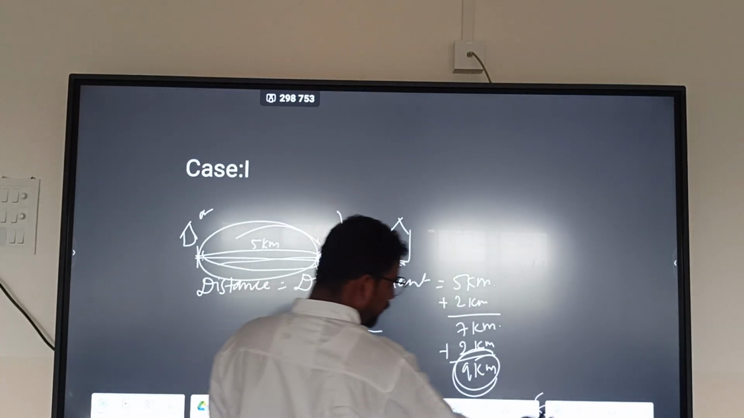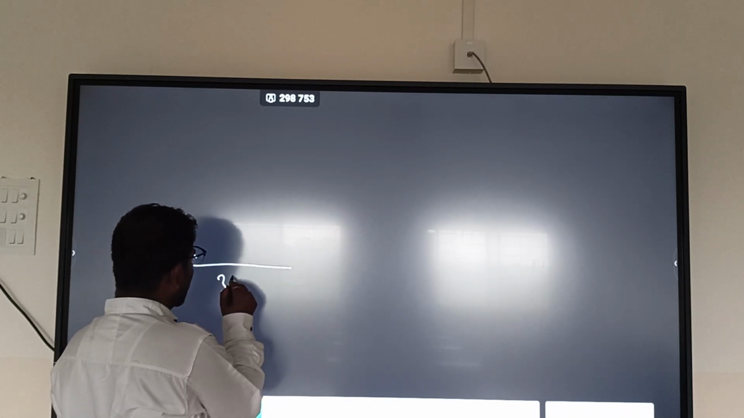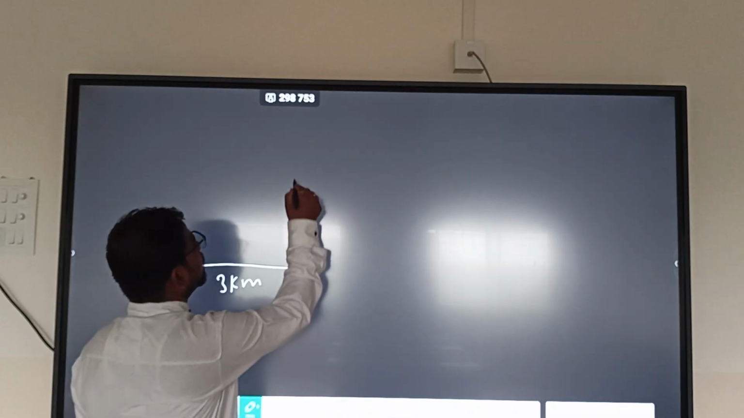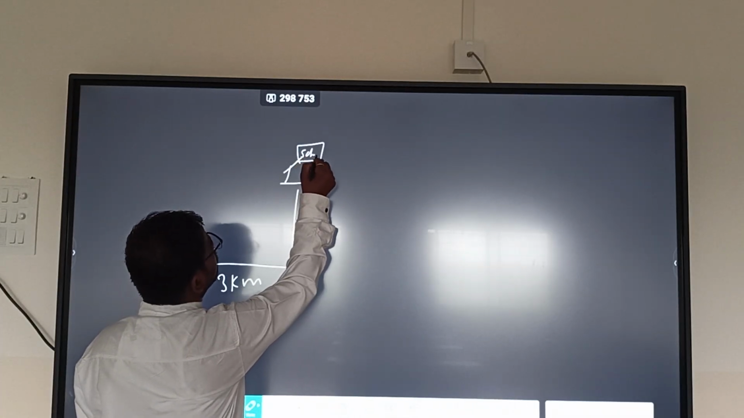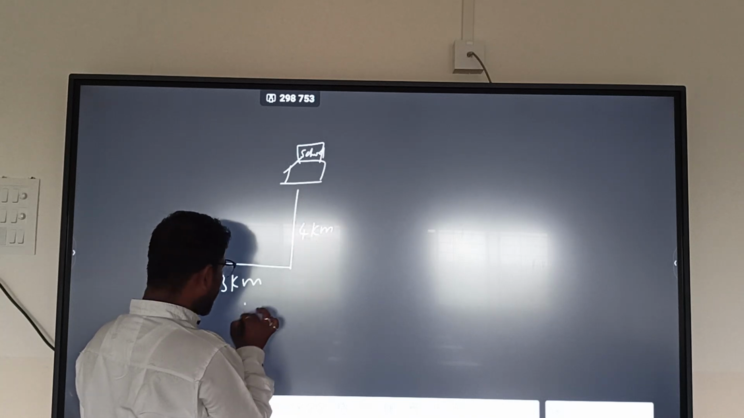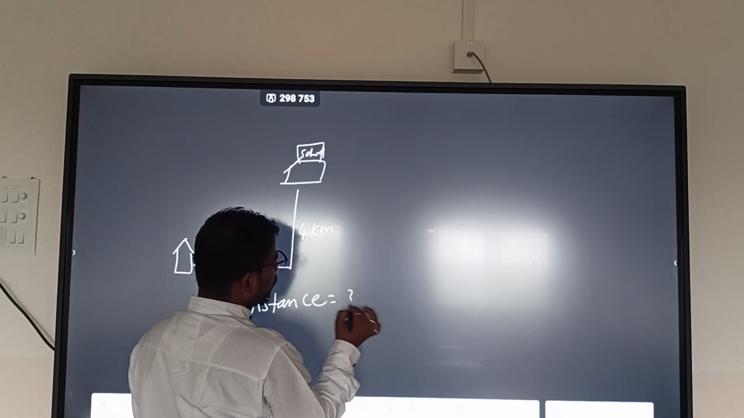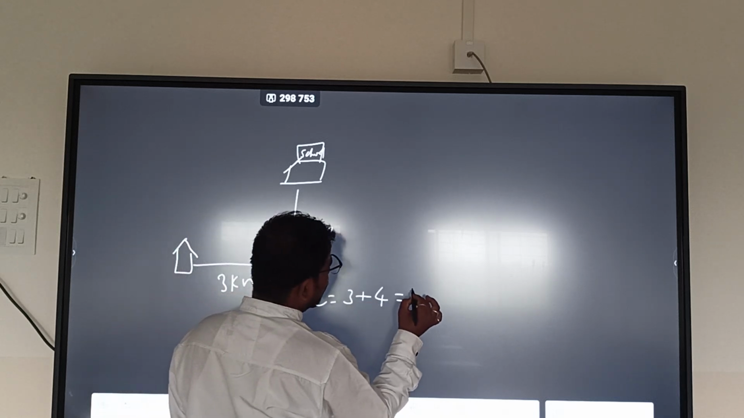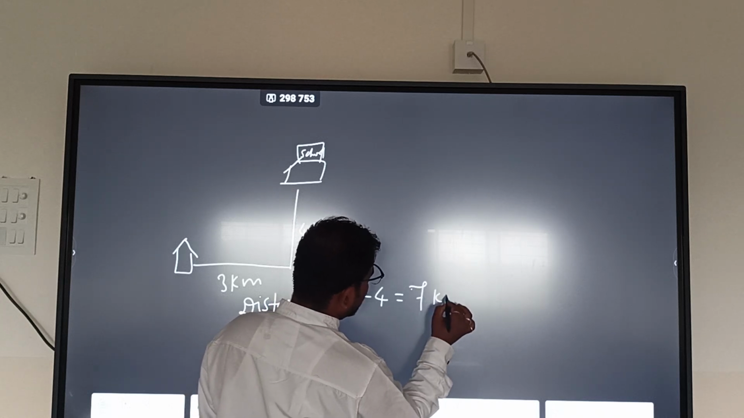Okay, my dear students. Then we will go for another case, another scenario. Your house is 3 kilometers in one direction. After this, he turns towards his school, 4 kilometers. So what is the total distance, beta? Distance is equal to 3 kilometers plus 4 kilometers, that is 7 kilometers.